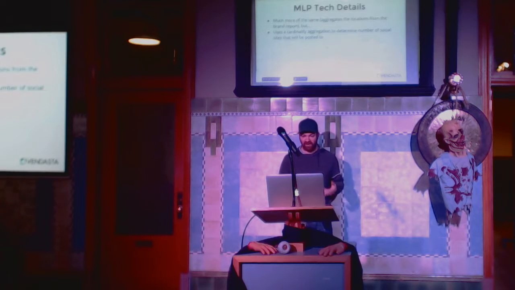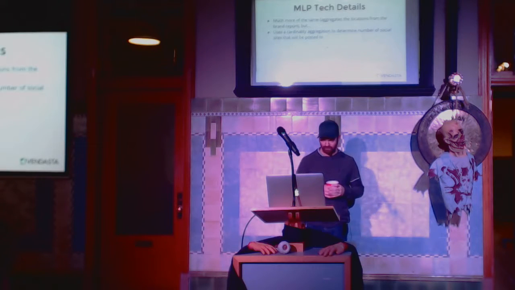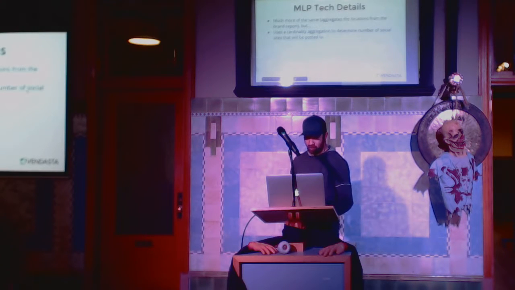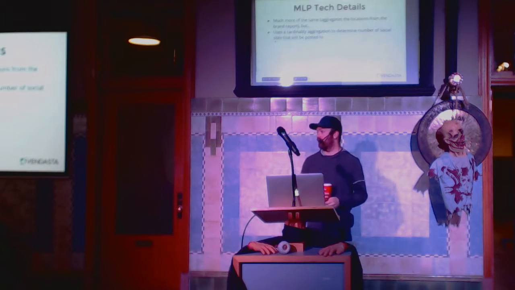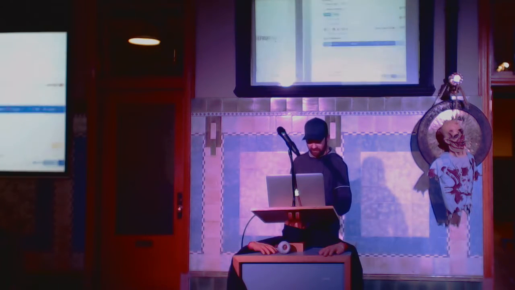It's basically just aggregations, but it still utilizes something slightly different, which is a cardinality aggregation. It's able to find the number of social post sites that we're actually going to post to based on our brand. And I'm going to show off what that looks like.